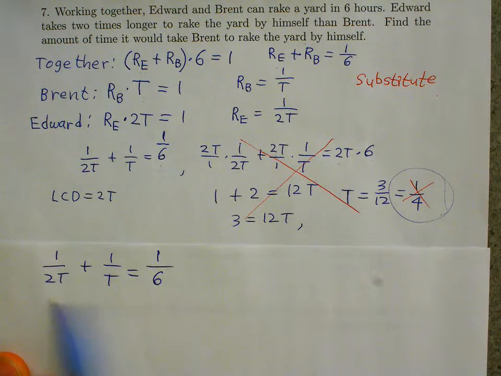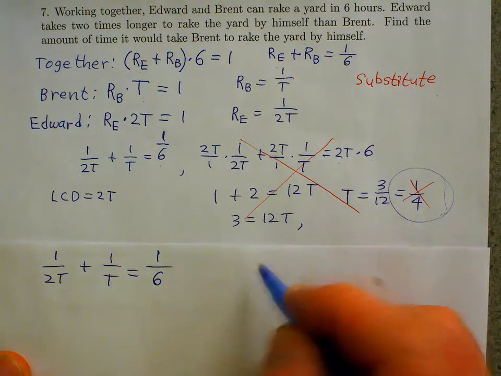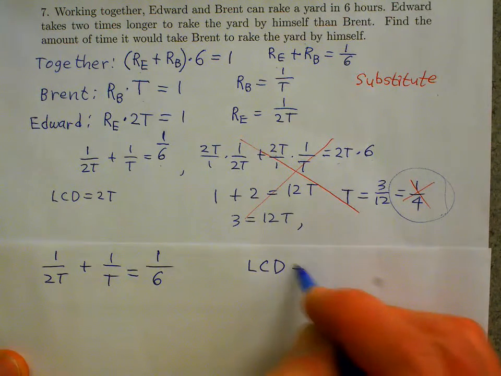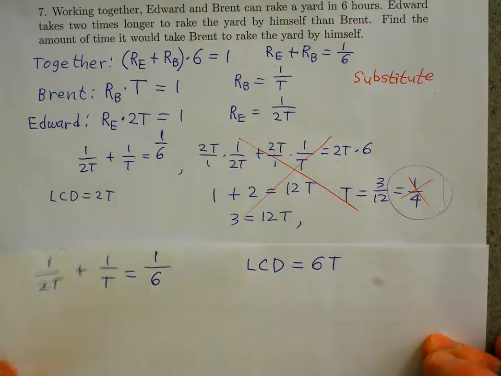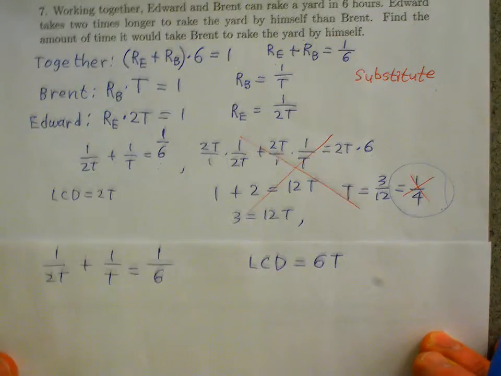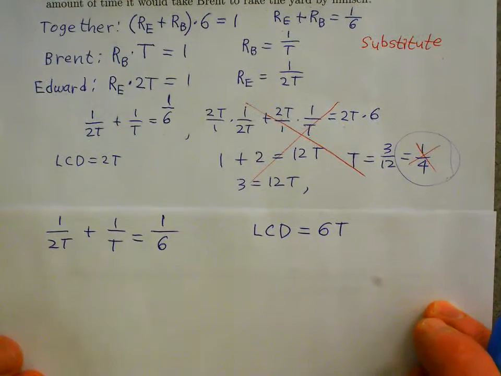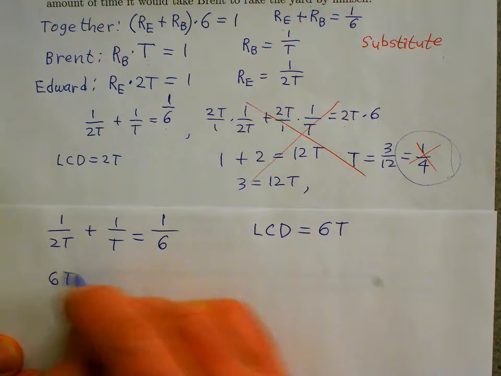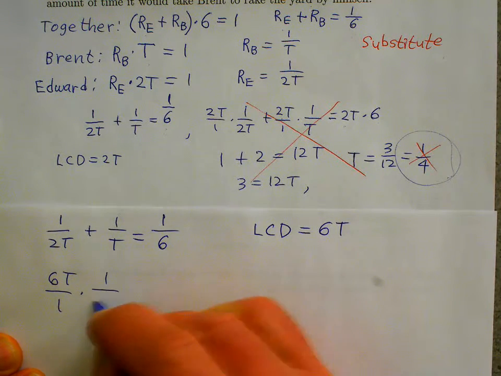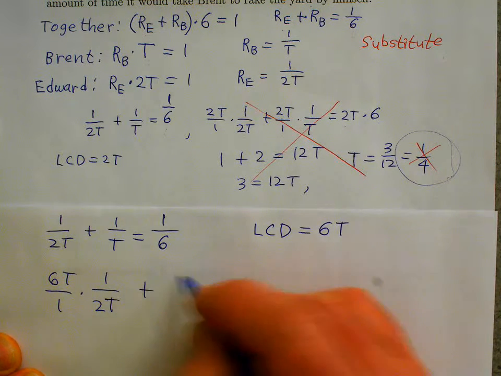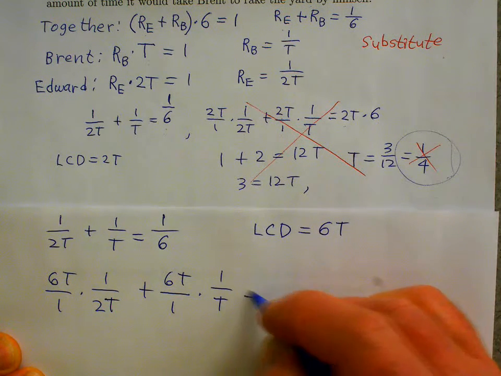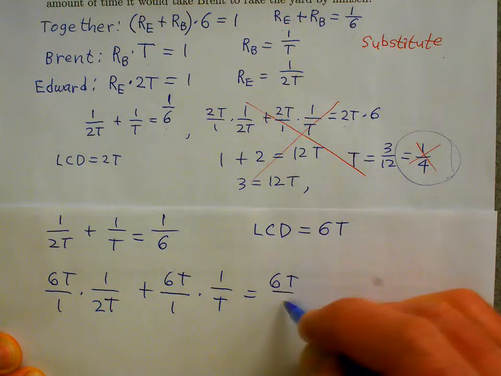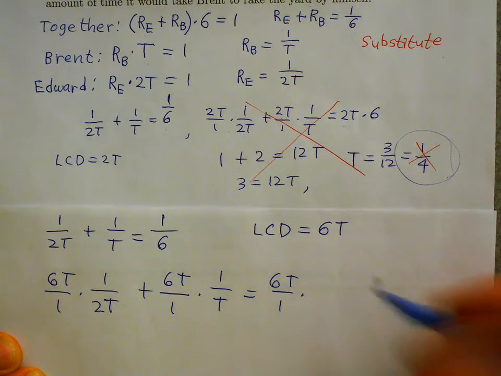So on this one, 1/2t plus 1/t equals 1/6. The least common denominator is 6t. So multiply every term on both sides by 6t. So 6t/1 times 1/2t plus 6t/1 times 1/t equals 6t/1 times 1/6.